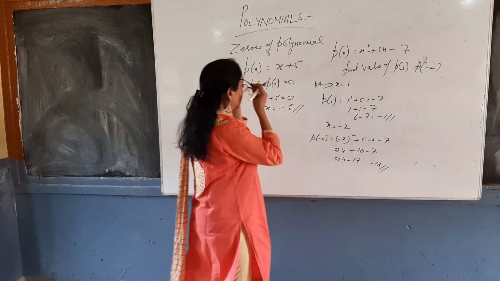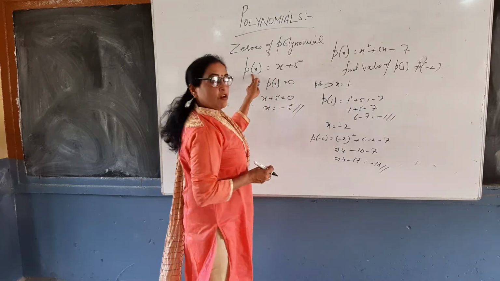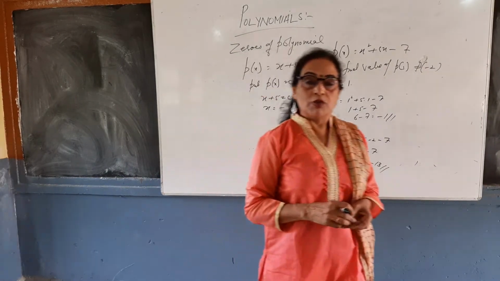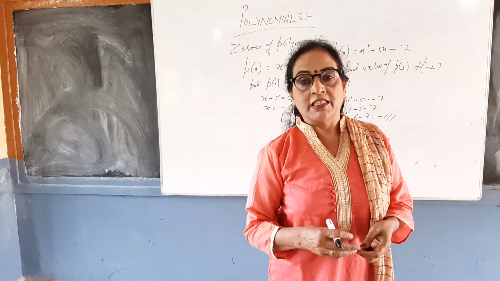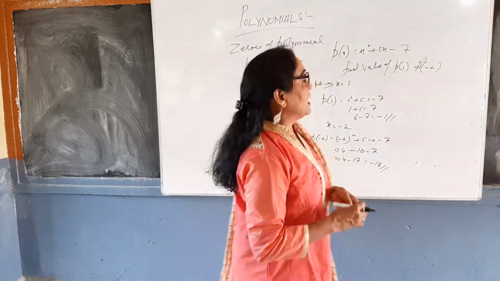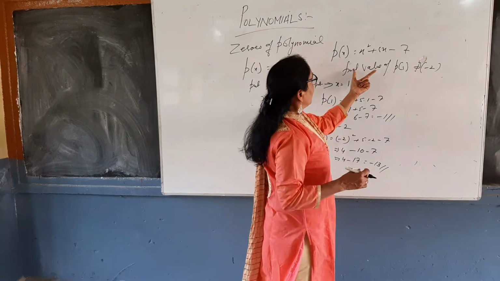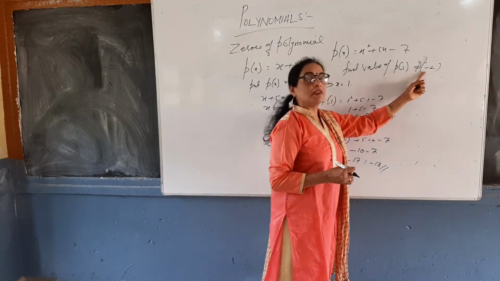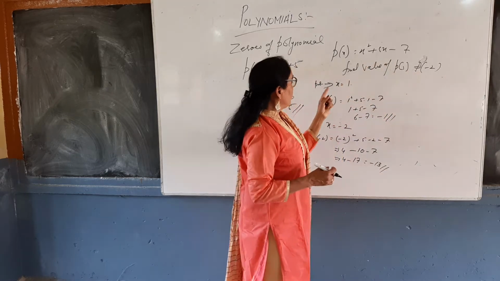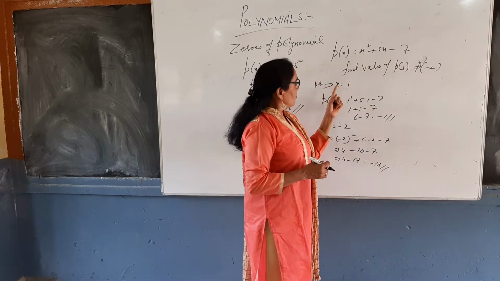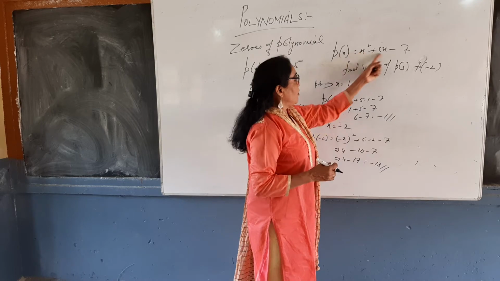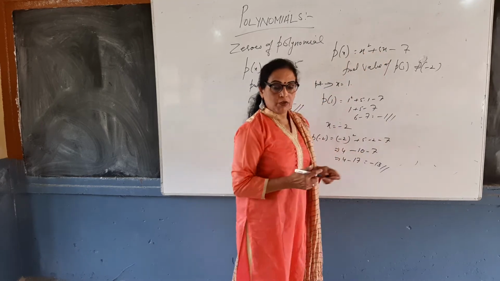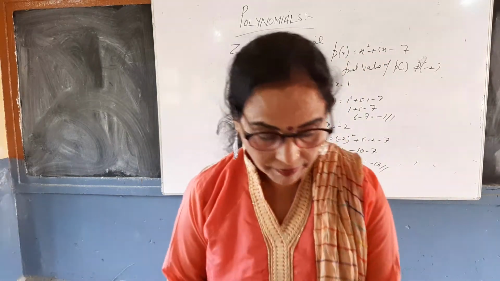So zero of the polynomial means, any polynomial is given, you put p(x) equal to 0, then you will get the value of x, that is the zero of the polynomial. And here we have to find some values. If the polynomial is given, find the value of p(1) and p(-2). So we will replace x by 1 in this polynomial and we will get the values. Now see the exercise here.